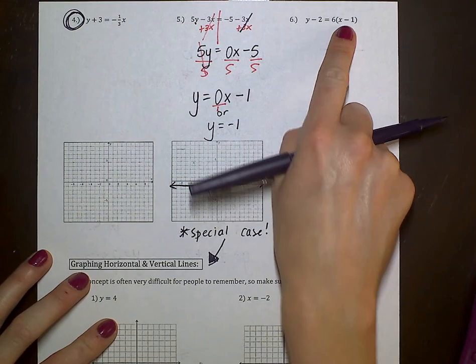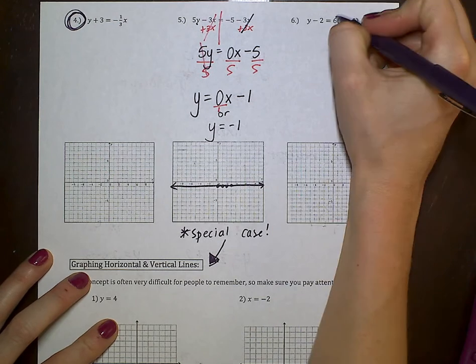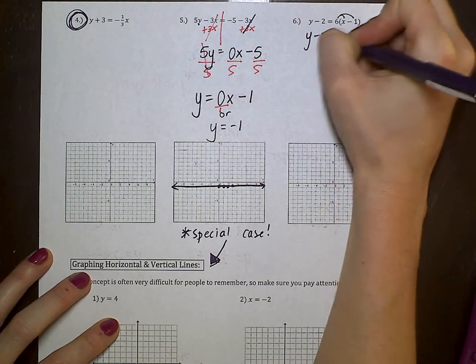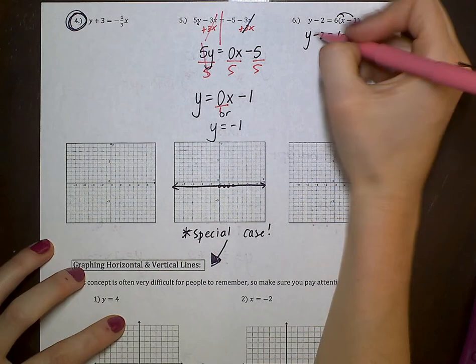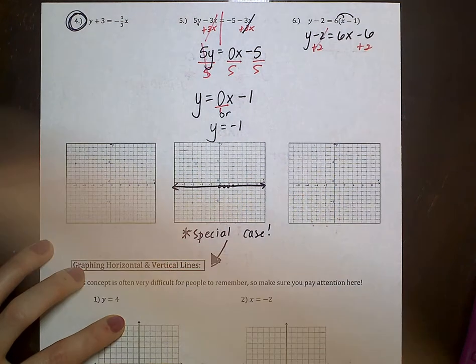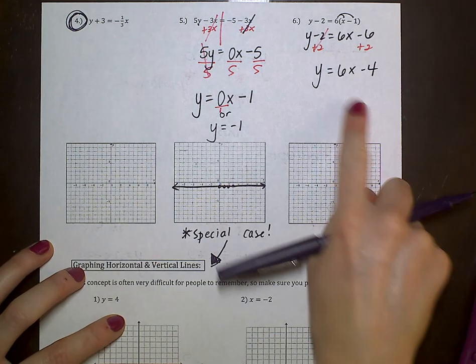Okay, so this kind of looks weird. I have to do something on both sides. I would see the distributing right there, and I would take care of that right off the bat. So that'd be 6x minus 6. Then I would say, all right, if I just add 2 to the other side, I'm going to have y by itself. Okay, so there's my line.